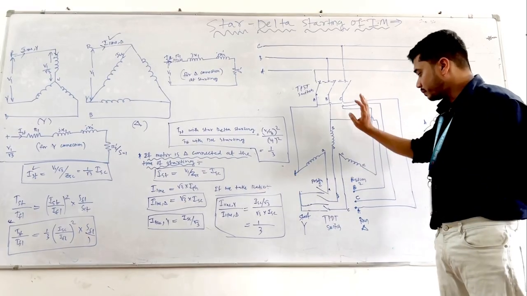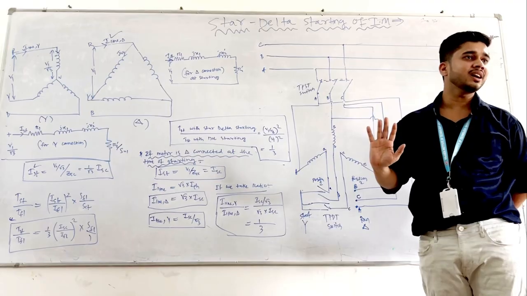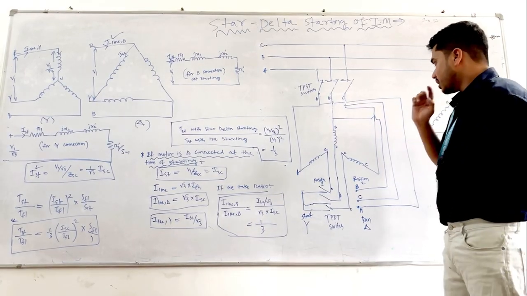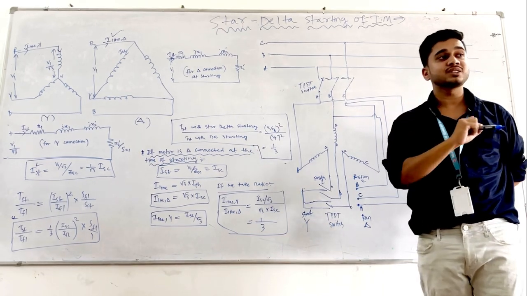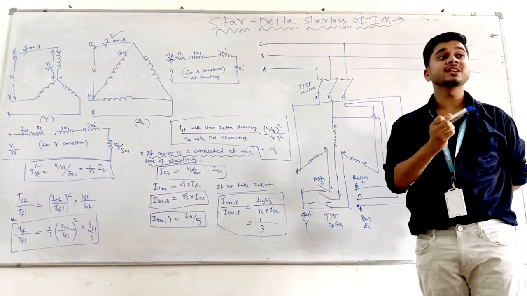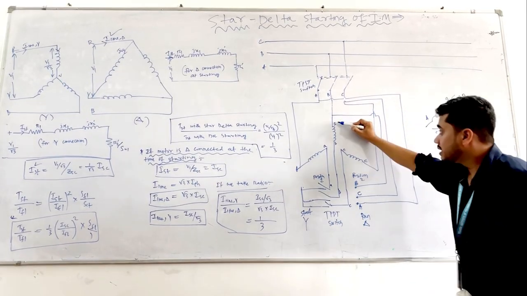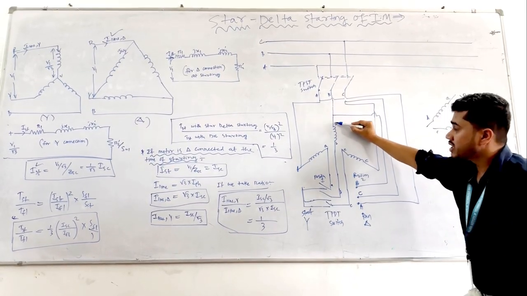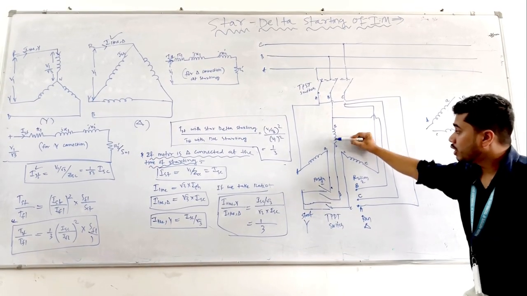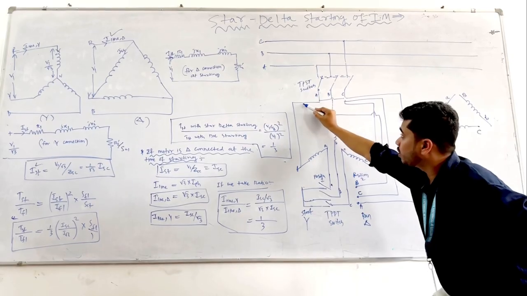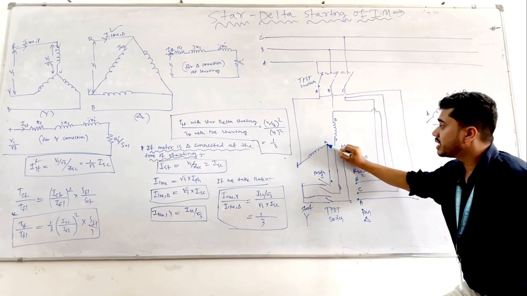So now these three windings are neither star connected nor delta connected. If there are three windings, how many terminals should be there? 6 terminals. So I have named these terminals. This one is coming from B, so it is capital B. The other end is small b. Now this winding is receiving from A phase, so this end is capital A, and the other end is small a.